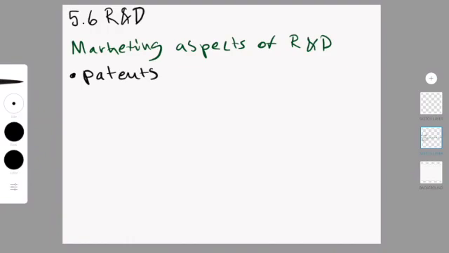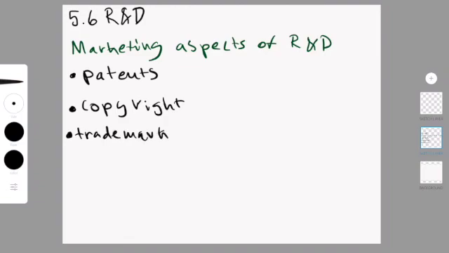Then customers might choose anyone, but if you are the first and only person doing a certain thing, then obviously you are going to get way more of the market share. So there are patents, copyright, and trademarks.